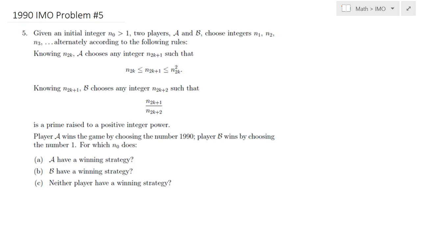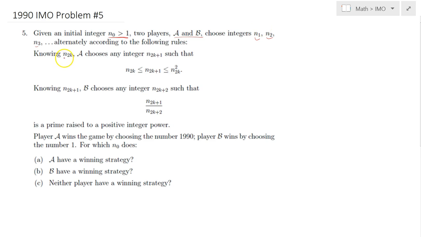Hello everybody, in this lecture we will be solving 1990 IMO problem number 5. Here is a view of this problem. We're given an initial integer n sub 0 greater than 1 and two players play the following game. They alternately choose integers n1, n2, n3, with odd numbered indexes belonging to A and even numbered indexes belonging to B. So they alternately play this game and A moves first.